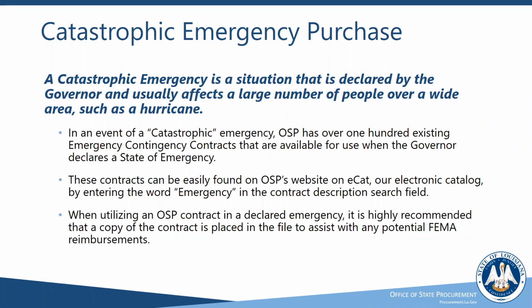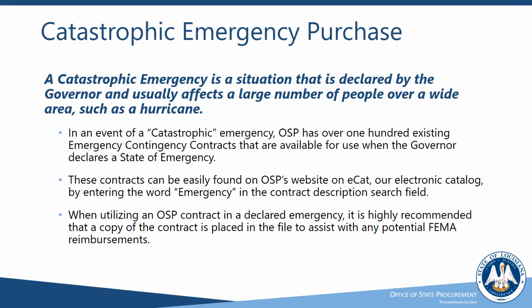So that's important to know, to have checked. I mean, really, go into ECAT and search for just emergency contracts and look through them and see what's available. Because if you already know in advance that a storm is coming, you can already be looking at those and know, oh, well, I'm going to need these things. Let me go ahead and kind of prepare. These contracts can be easily found, like I said, by searching for emergency or using that toggle.